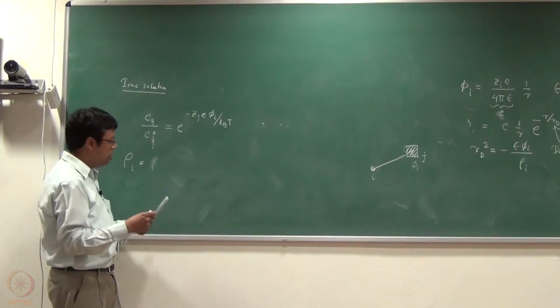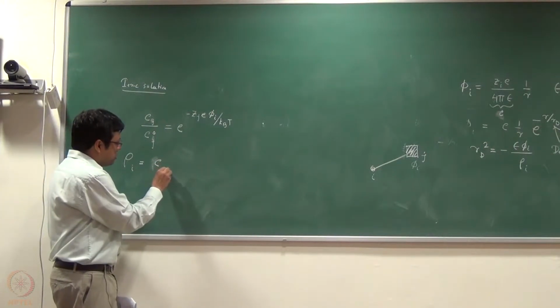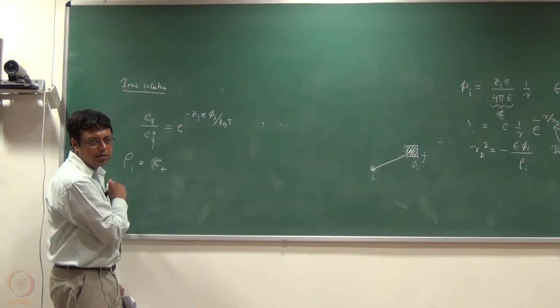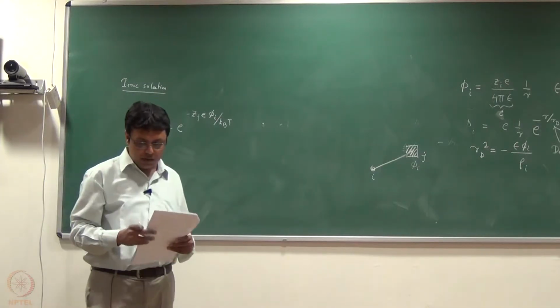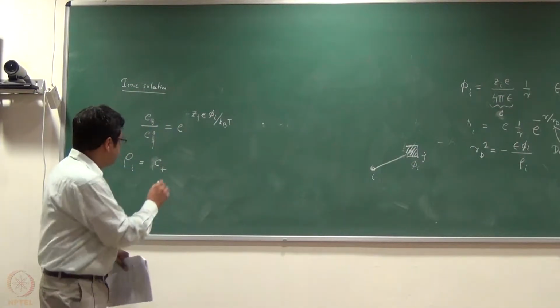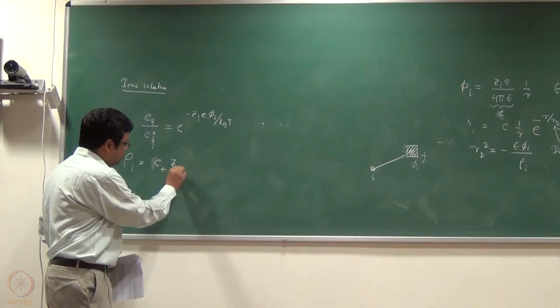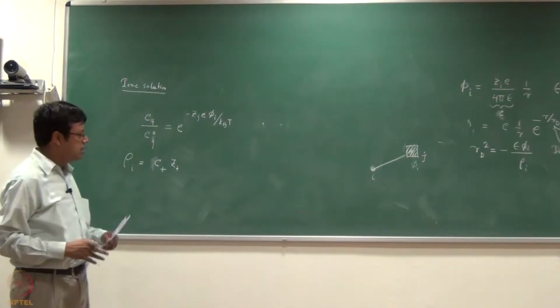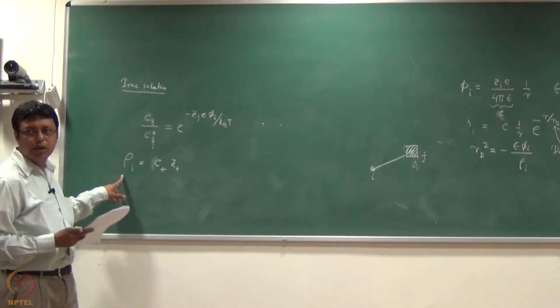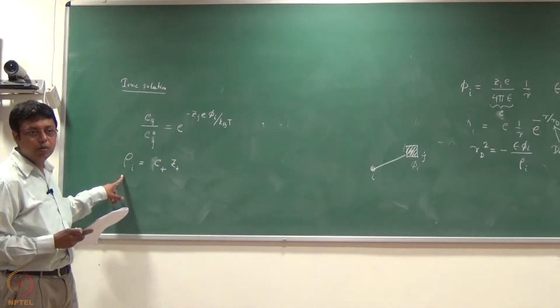Now, what is the concentration of the cation? I am writing it as C plus. And what is the charge of the cation, which is Z plus? Remember, these densities we are writing in terms of molality, or for 1 mole.